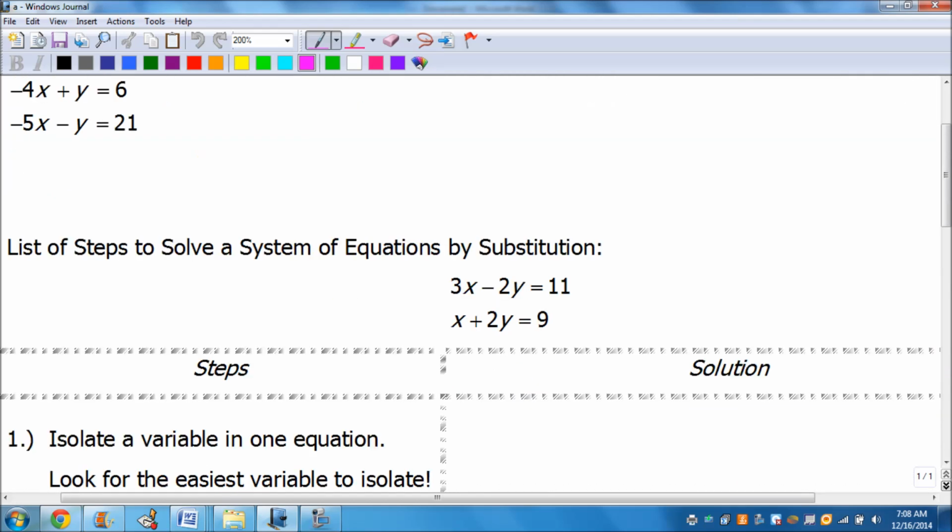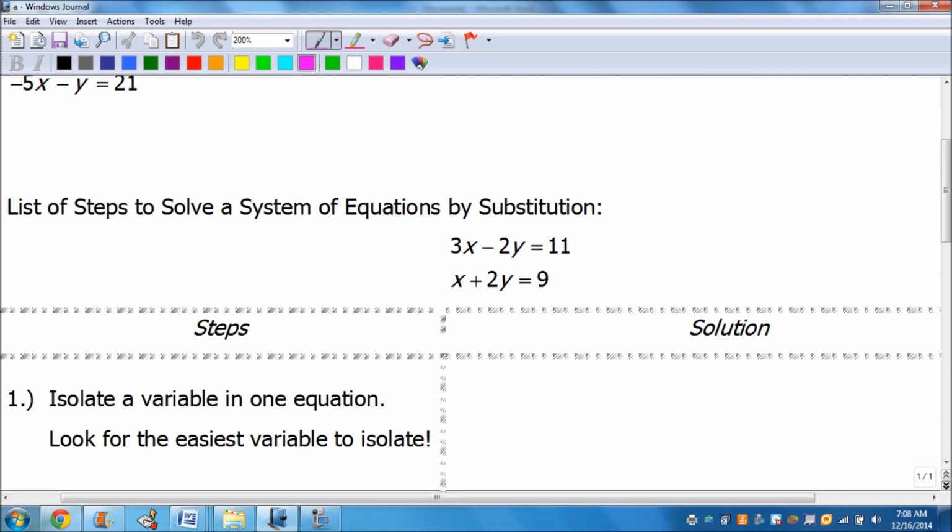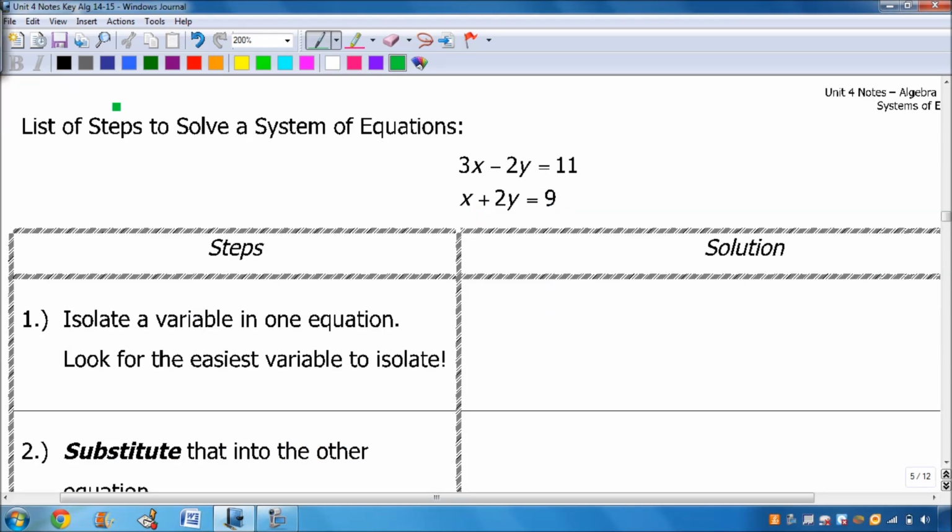So if you can just look down at the list of steps to solve a system of equations by substitution, you have your example right here. We're going to be using this example so you can follow along and understand what the list of steps are. If you forget how to solve, you just need to come back and look at this list of steps and you should be good to go. Okay, so the equation that we're going to solve is 3x minus 2y equals 11 and x plus 2y equals 9. So let's look at the steps that we have in order to solve this problem.